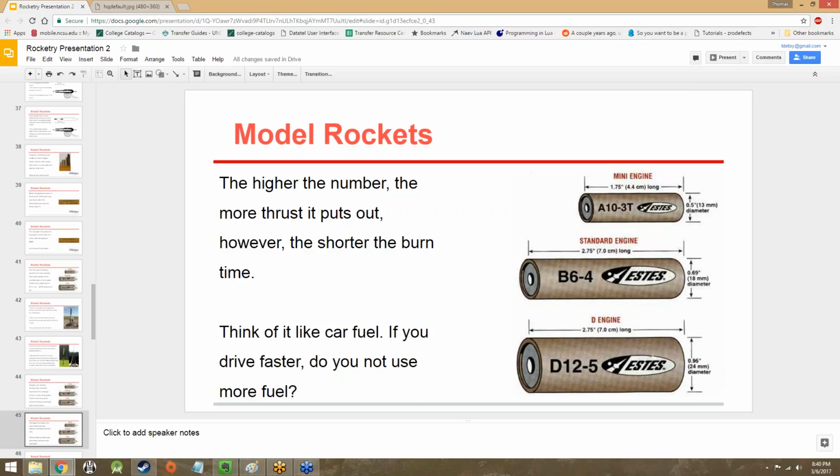It's just the C6 has half as much fuel, but it's burning its fuel half as quickly as the D12 is. D12 has twice as much fuel, but it's burning its fuel twice as quickly as the C6 is. Therefore, they'd be running about the same amount of time. It's just the D12 would have a whole lot of acceleration compared to the C6. The C6 would be about a quarter of the acceleration. Anyway, the higher the number, the more thrust it puts out, and the shorter the burn time.